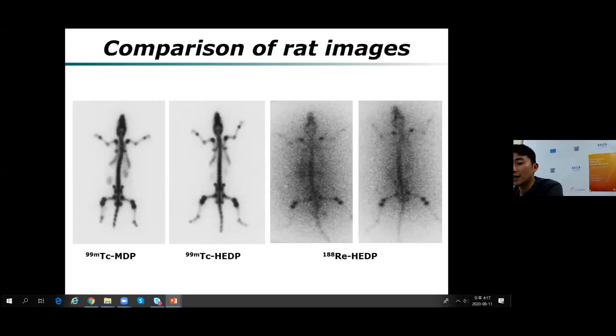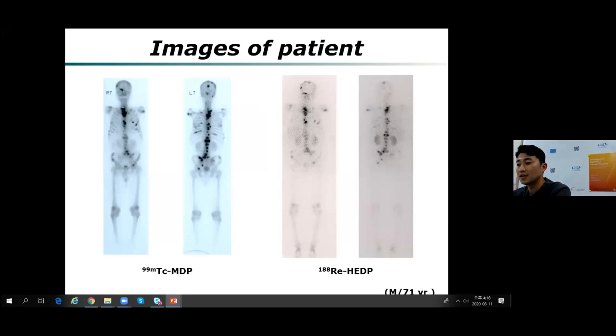And then, I already showed you the bisphosphonic acid for bone imaging, and it showed relatively the same image using rhenium and technetium. Because rhenium also emits gamma rays, it is possible to take a SPECT image, but the imaging quality is not good because it also emits beta particles. This is a clinical example using MDP and HEDP with technetium and rhenium.